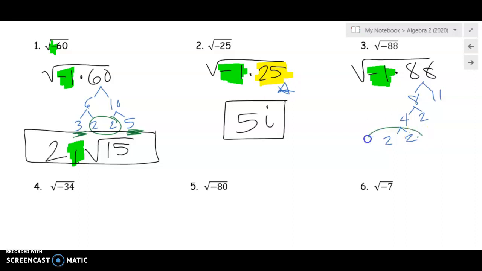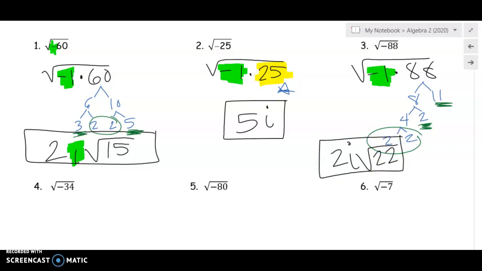Let's circle the pairs, that's a match, and underline the leftovers. Let's figure out how to write this answer. The match, 2, comes to the outside. That negative from the beginning, I have to put an i there. Then underneath the root, I have 2 times 11, which is 22.